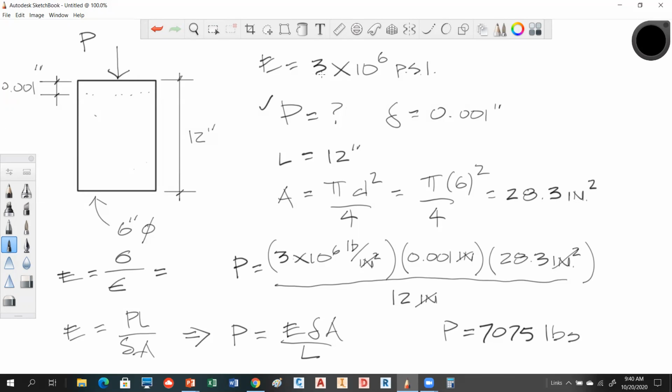Yeah. Now, let's think about this logically. If we were using steel, this number would be 29 times 10 to the 6th. In order for this to give you a 0.001 deformation, this number would shoot way up, right? That would have to shoot way up because this is bringing more rigidity or more stiffness. So as that number gets bigger, this one would get bigger to have the same amount of deformation.